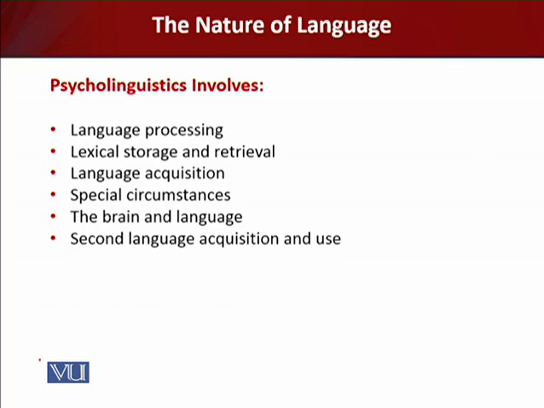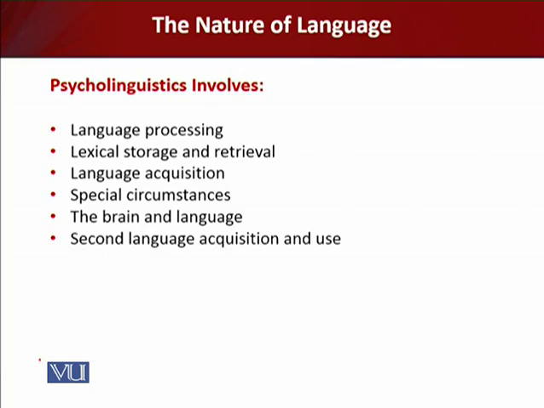Then we have the brain and language. This is also very interesting, and it refers to basically the evolutionary explanation of why humans have the capacity to use language and the parts of the brain concerned with different areas of language, also considering whether or not non-human animals have the ability to use language too.